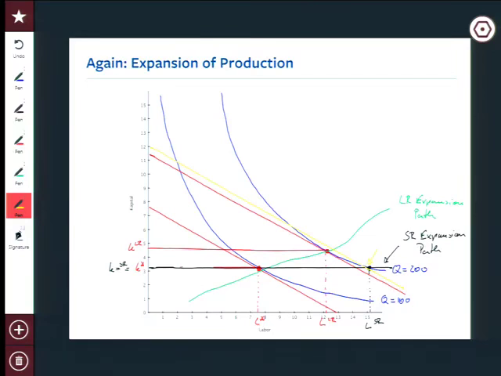So you're using the wrong level of capital in the short run expansion. Expanding production in the short run is generally more expensive than expanding production in the long run. All right? So that's expansion of production, short run versus long run.